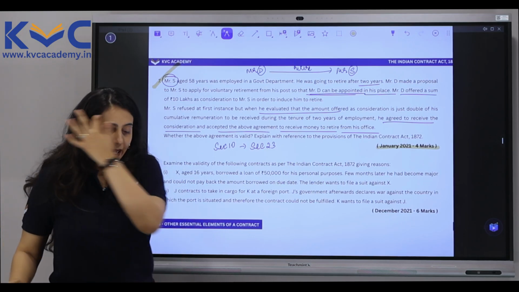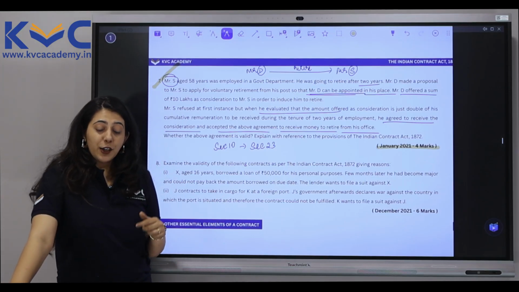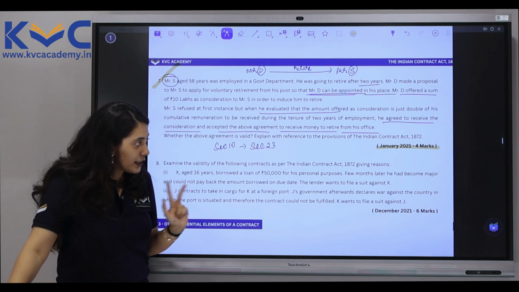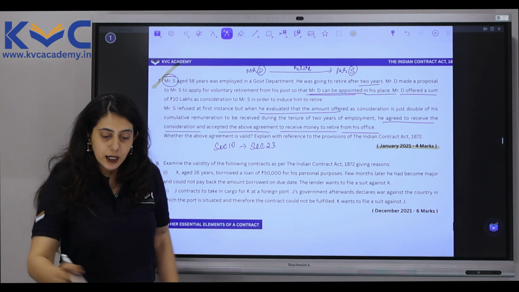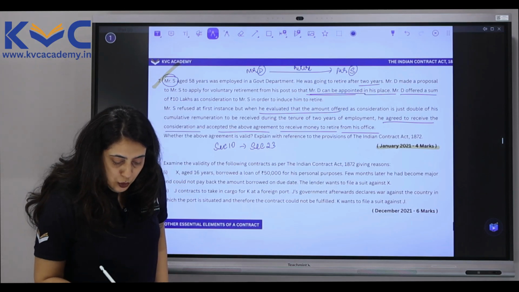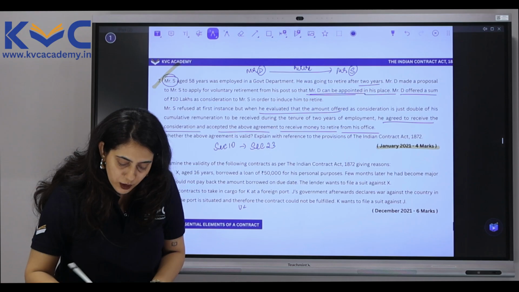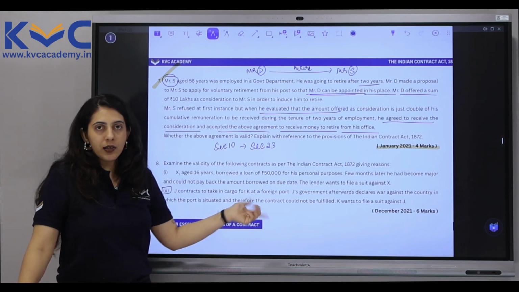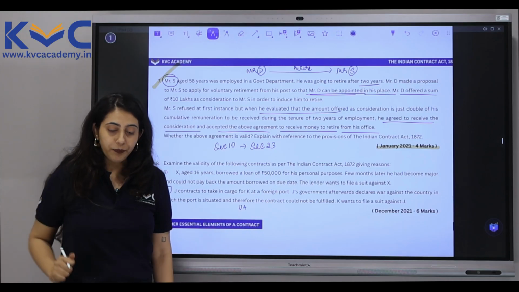Okay. Eighth one, I swear, is simple. Examine the validity of the following contracts as per the Indian Contract Act 1872, giving reasons. Now, I have to tell you this before we start. This part 2 is actually relating to unit 4. I will cover it right now, but technically the explanation of this answer is given under unit 4. We'll still cover it because it is something you should know, okay?